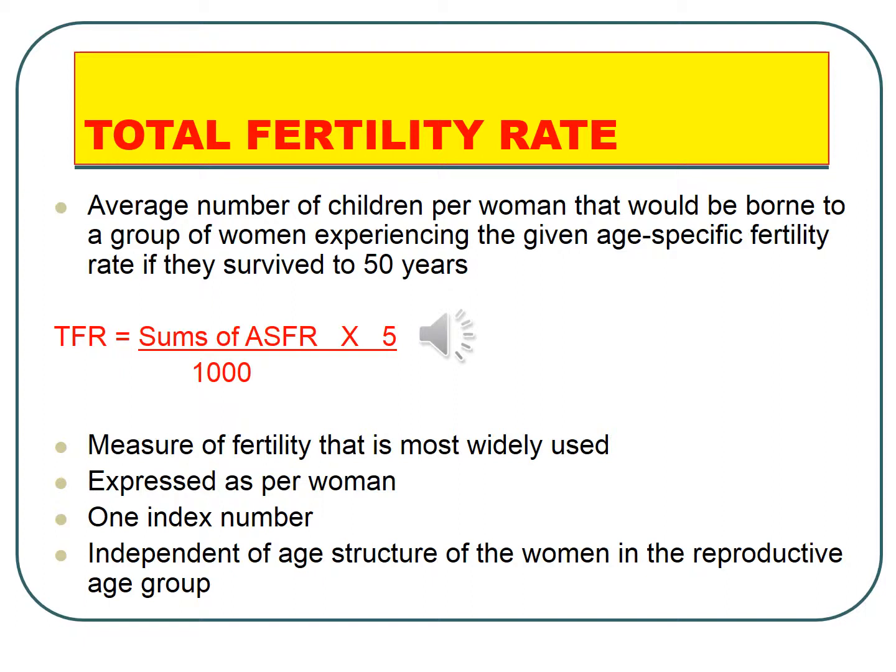Total fertility rate is the most widely used measure of fertility because it is expressed as per woman, has one index number, and is independent of the age structure of the women in the reproductive age group.